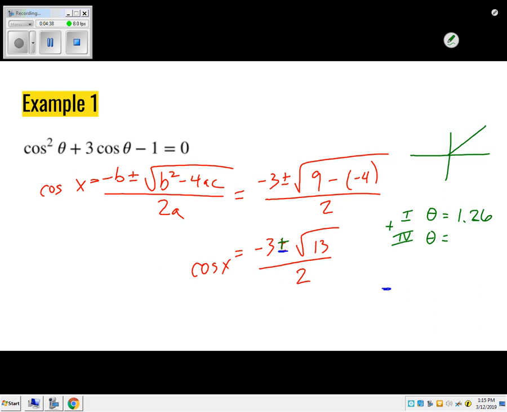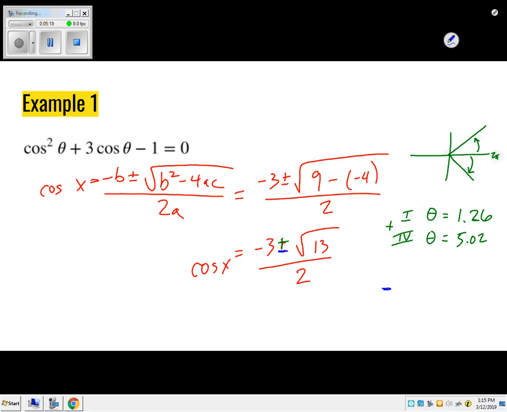Let's just say it's about right here. If this angle is 1.26, I want to go that same distance from this axis right here into the 4th quadrant. So how do I get that? This is 2 pi, right? 6.28. Just subtract off this 1.26, and it'll tell me that 4th quadrant answer. I don't know what that is. Really? 5.02? We can definitely look at that. Hold on just a second.